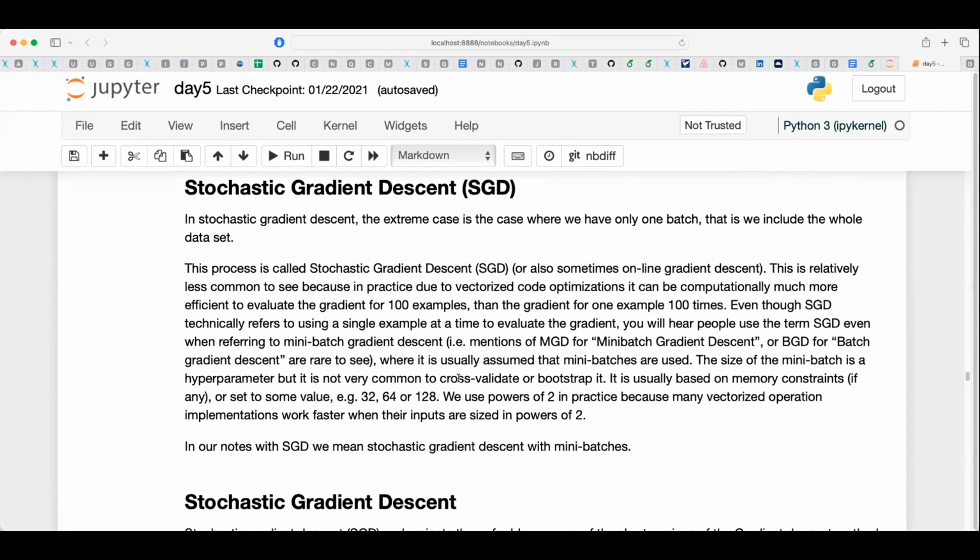So gradient descent, as we saw, is a method which, one, can be very slow. It may need lots of iterations, and it also calculates the full gradient.